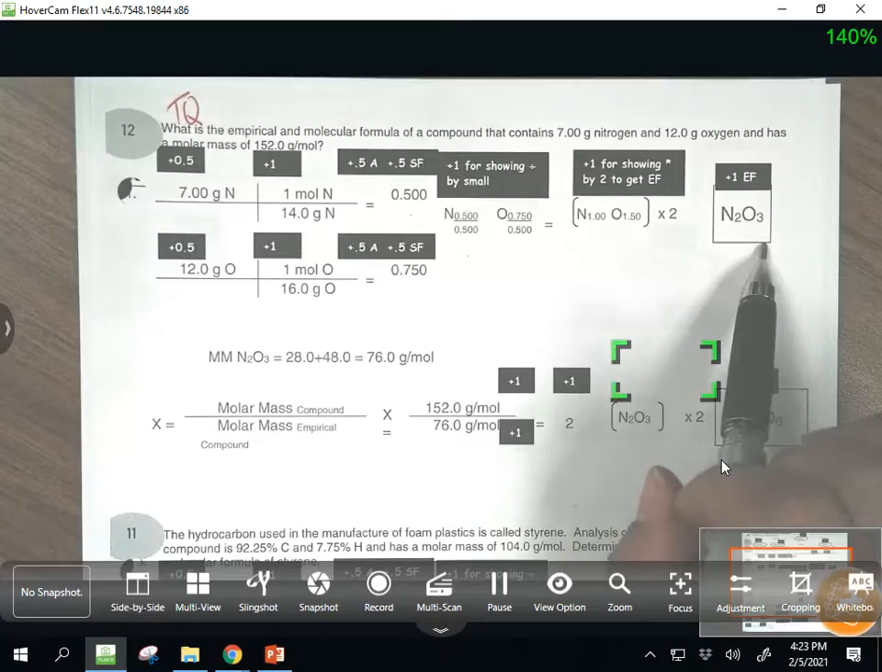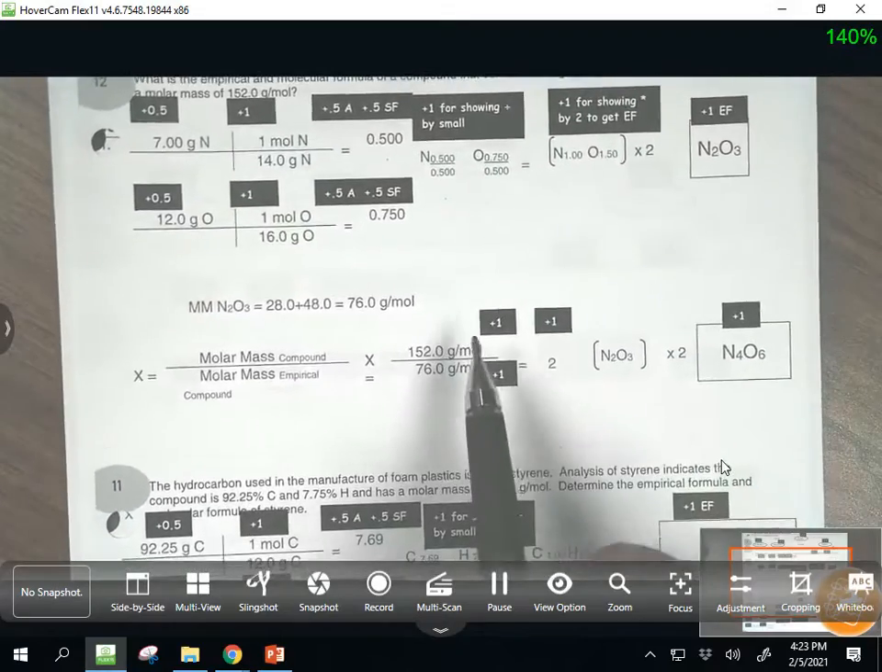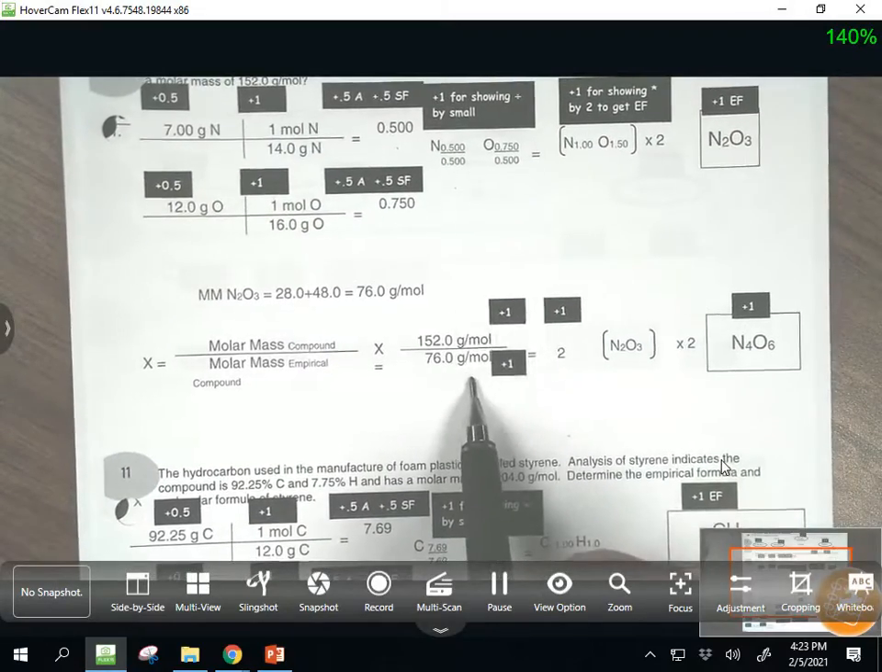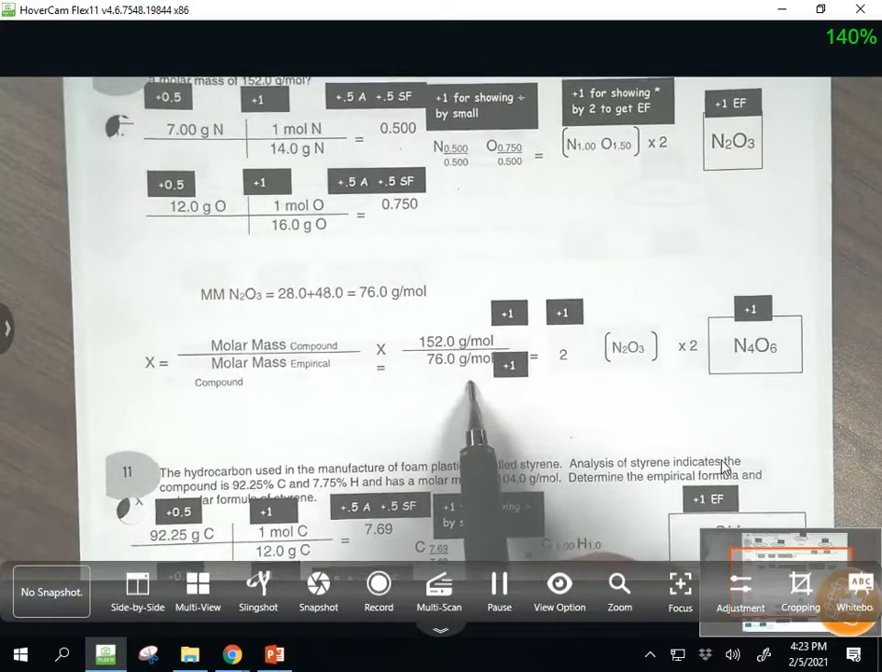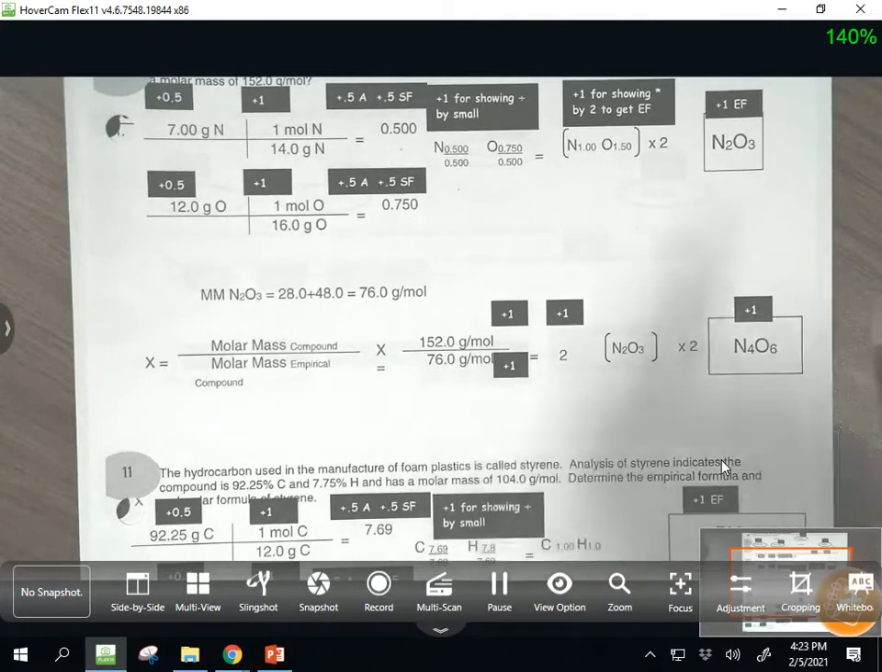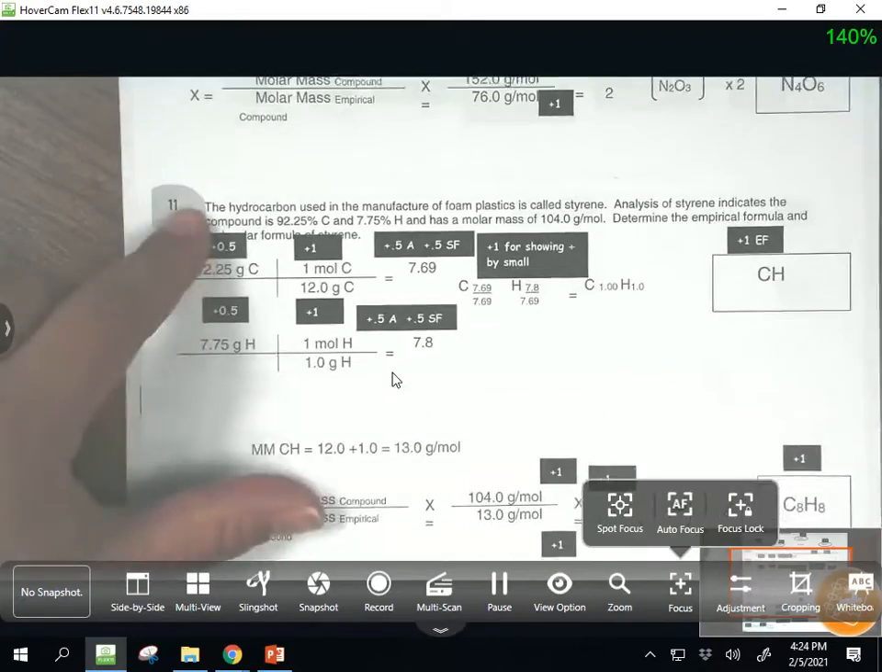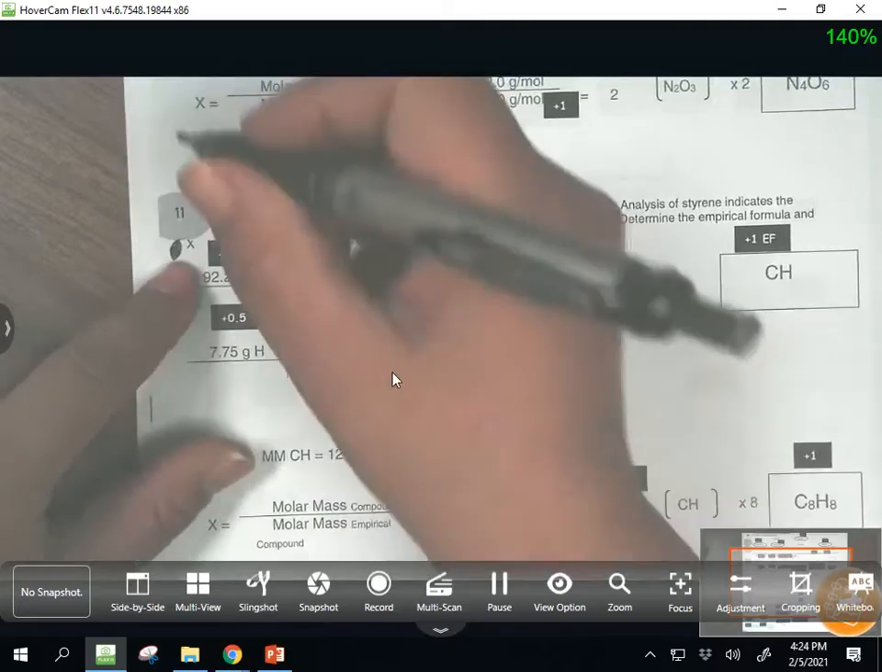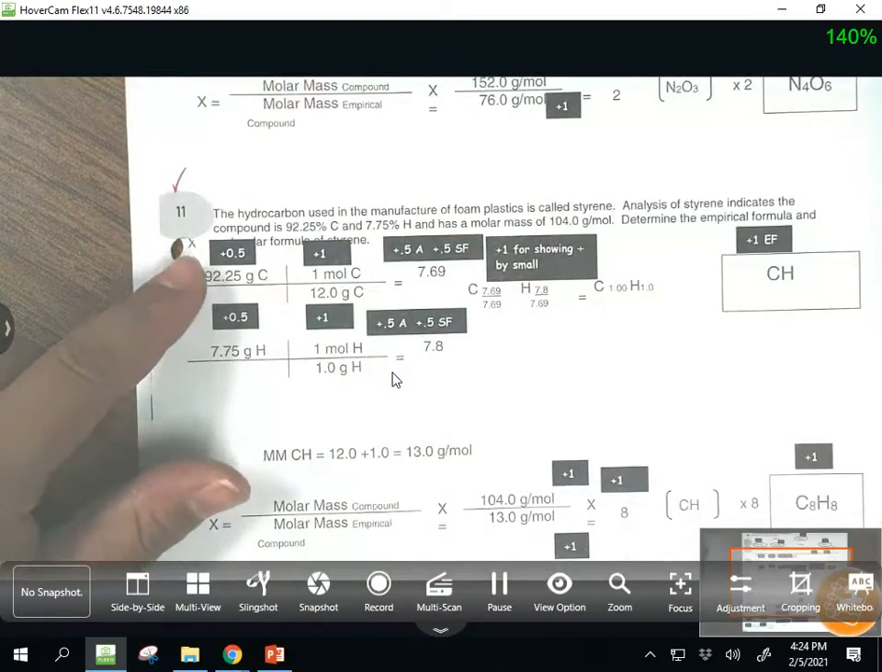You get N2O3. Then what you're going to do is take the molar mass of the compound divided by the empirical. 1 point for each one of these. You get 2. 2 times the empirical formula is N4O6. That's worth 1 point.